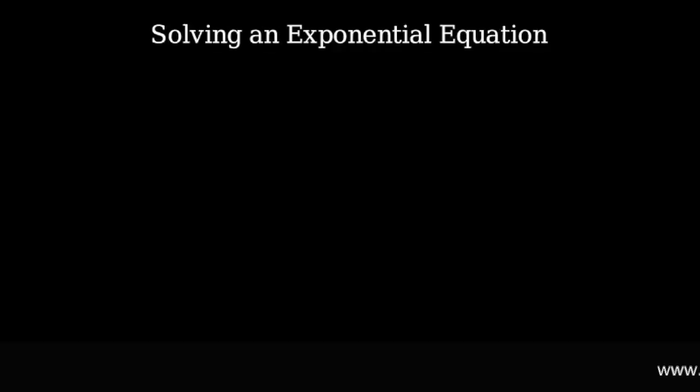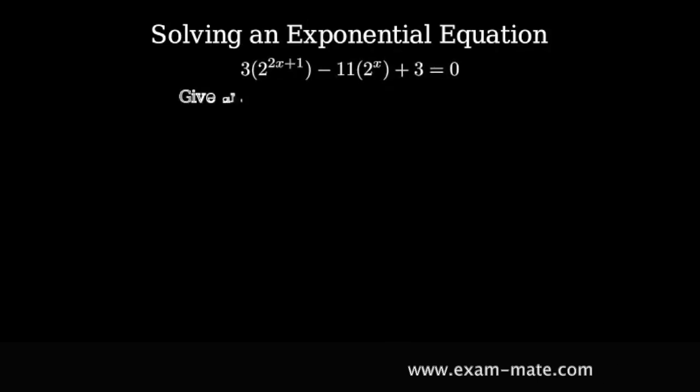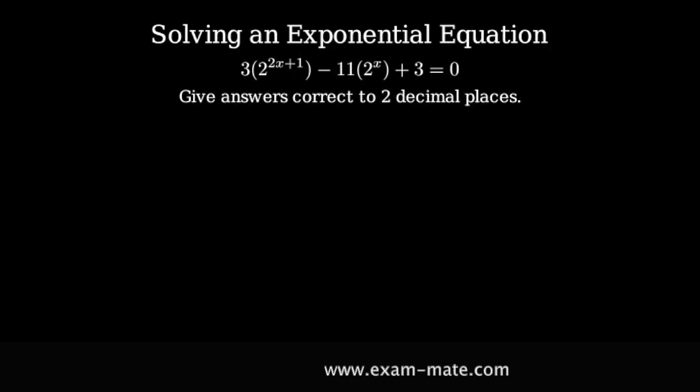In this video, we'll solve an exponential equation that can be reduced to a quadratic form. The problem asks us to solve the equation 3 times 2 to the power of 2x plus 1, minus 11 times 2 to the power of x plus 3, equals 0. We need to give our answers correct to 2 decimal places.